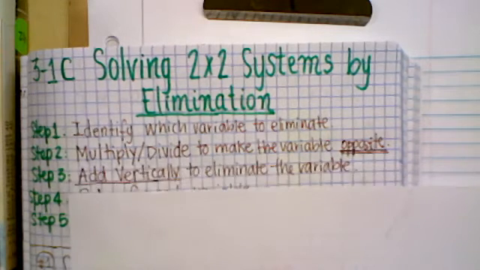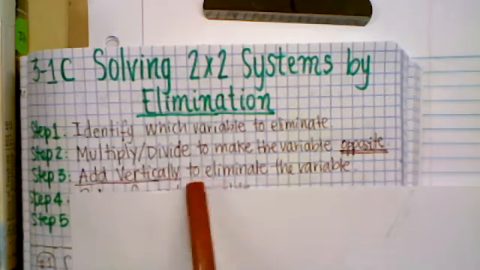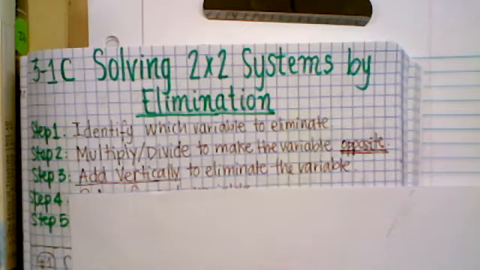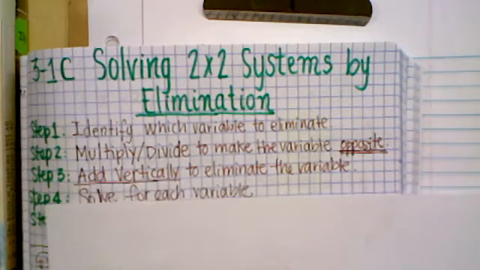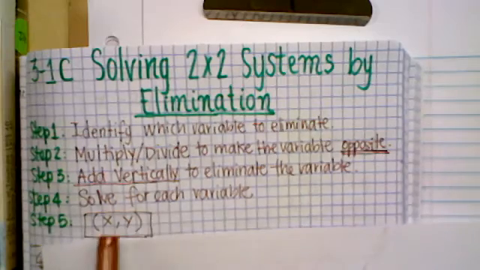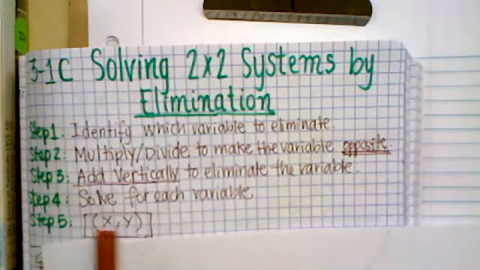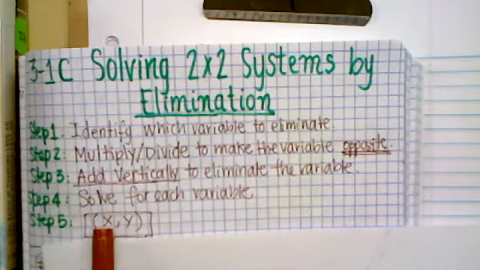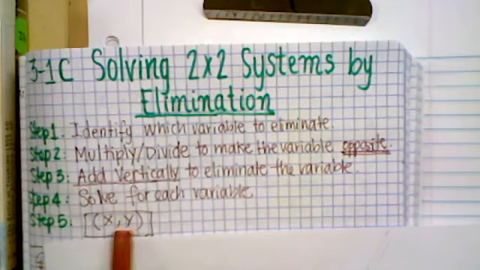Okay, so step 3, you're going to add vertically to eliminate the variable. You're going to add vertically, not subtract, but add vertically. Then you're going to solve for each variable, and then you always write your solution in an ordered pair. That's what I mean, always include the parentheses, and inside the parentheses, always start with the X first and then the Y second.